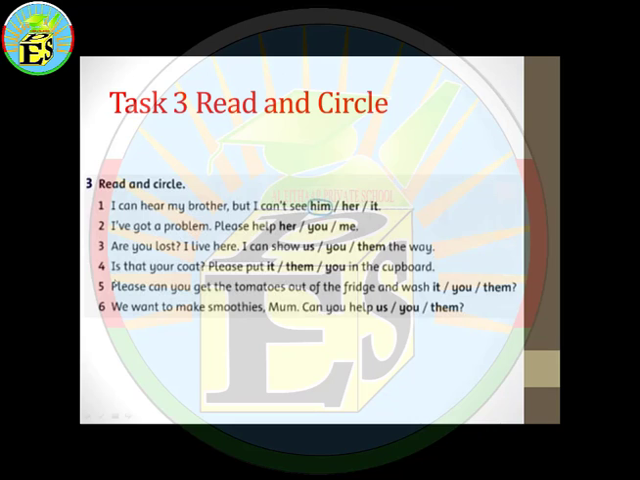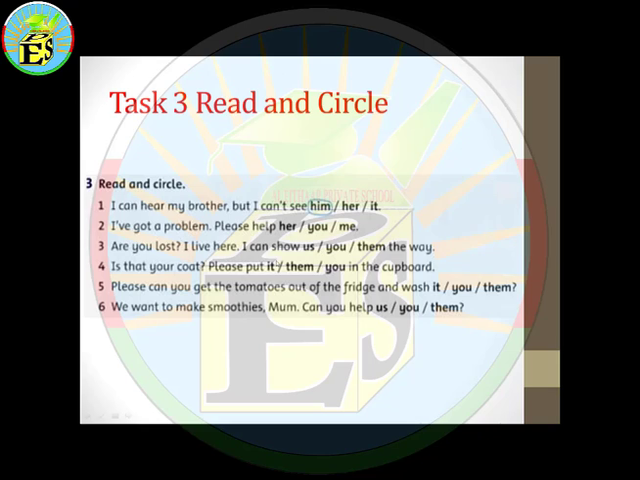Number 4, is that your coat? Please put it, or put them, or put you in the cupboard. We're talking about a coat, and when we talk about things or animals, we use the pronoun it. Put a circle on it, the first choice that you have here.